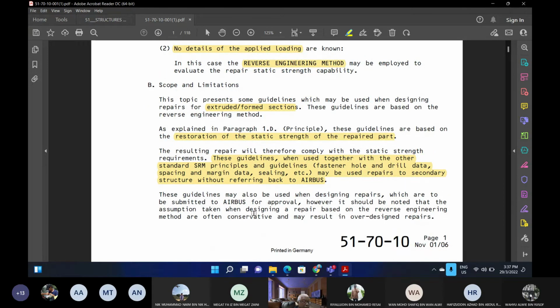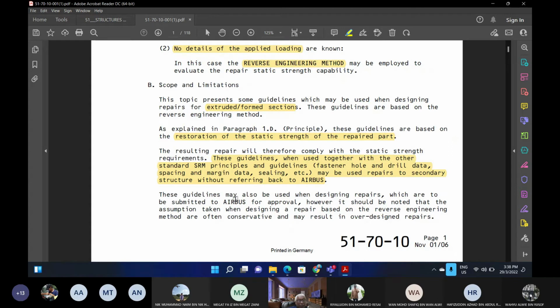In Malaysia, the CAA will give you an approval to do this. You will have Part 21 Subpart J, Design Organization Approval, and with this approval you can approve your own repair design or repair on secondary structure. So you don't have to go back to the OEM. You don't need to wait for them until they send out the repair approval.